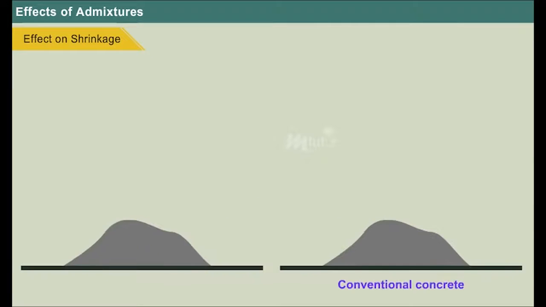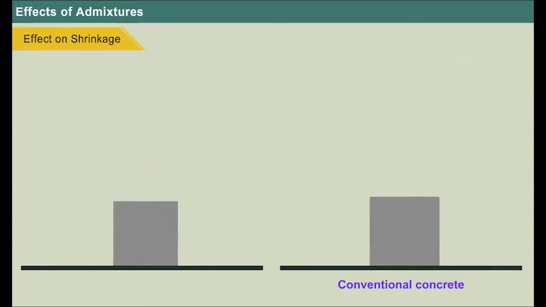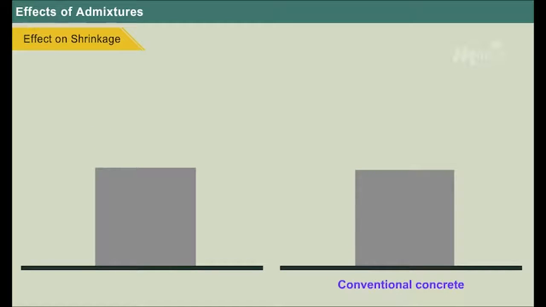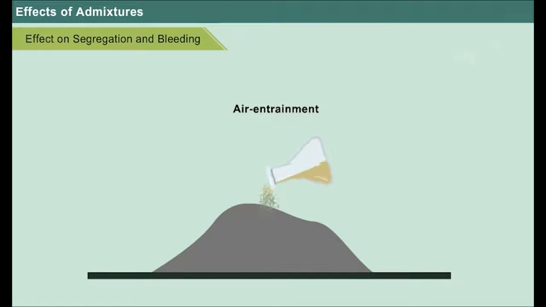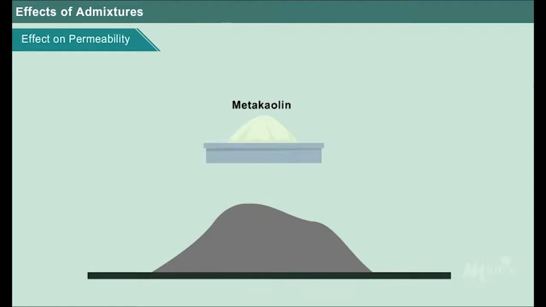Effect on shrinkage. When ground granulated blast furnace slag and hydraulic slag are added to the concrete, they act as expansive agents and reduce shrinkage in the hardened concrete. Effect on segregation and bleeding. Segregation and bleeding in concrete are reduced greatly by air entrainment. The air bubbles in the concrete lift the aggregates and cement, which reduces the rate of sedimentation in the freshly placed concrete.